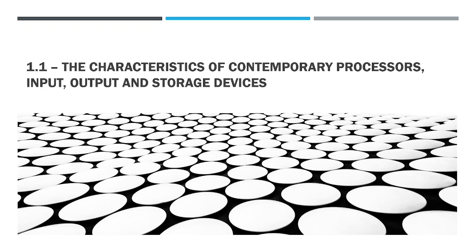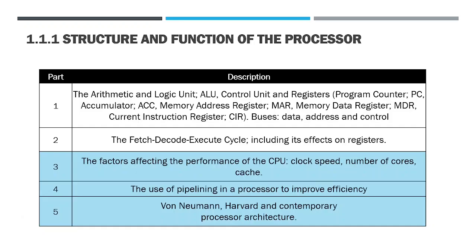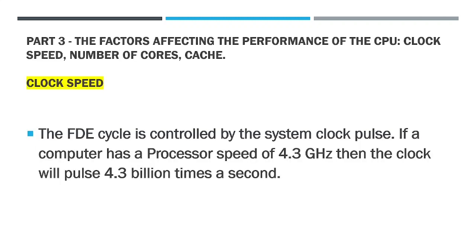Right, so this is part 2 of 1.1.1, where we're going to go through these three things here. I'm not going to read them out because you can see them. Let's just get on. So here we're going to look at the factors affecting the performance of the CPU: the clock speed, the number of cores, and the cache.